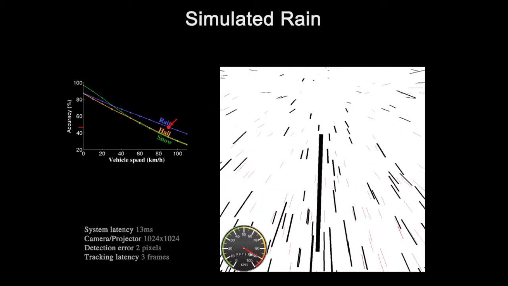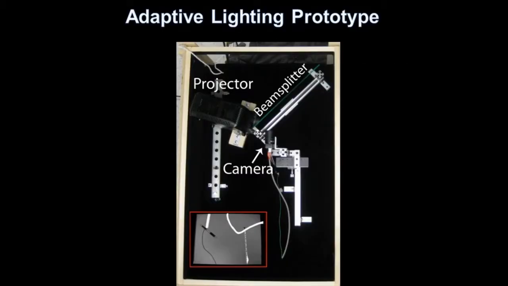We have also created a prototype camera projector system that detects drops and adaptively adjusts the illumination. The system consists of a co-located camera and projector, both running at 120 Hz. Based on the captured images, this prototype system adapts the projector lighting every 8 milliseconds.